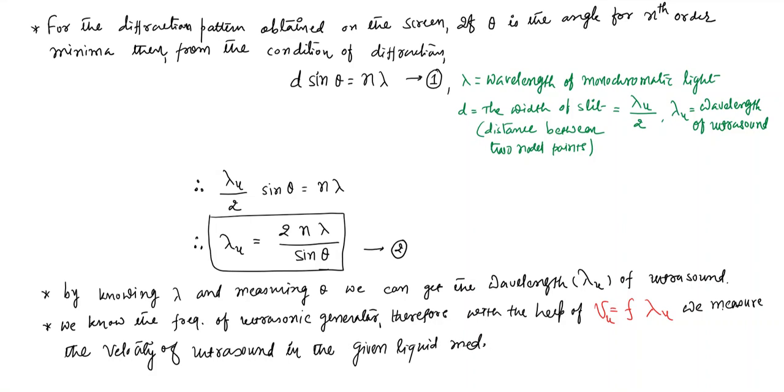So this is the entire velocity measurement method which is explained here. All you have to measure is the velocity of ultrasound waves in a given medium. To measure the velocity, frequency is known, so we have to measure lambda u, and lambda u is measured with the help of the diffraction formula. As we know, when an ultrasonic wave is propagating through a liquid medium, it forms a diffraction grating, and with the help of the diffraction formula we can get lambda u by using this equation number 2 which is shown here.